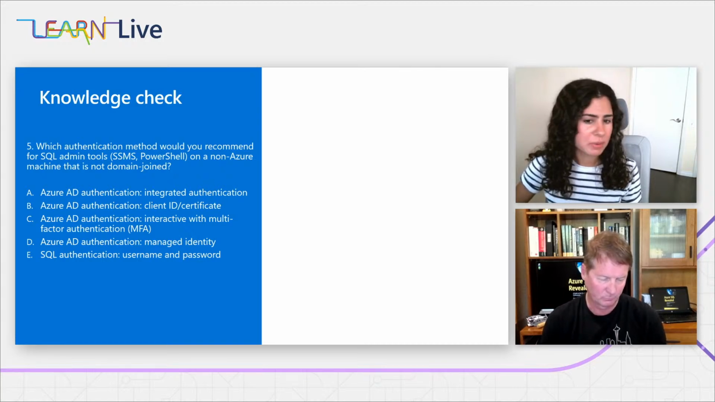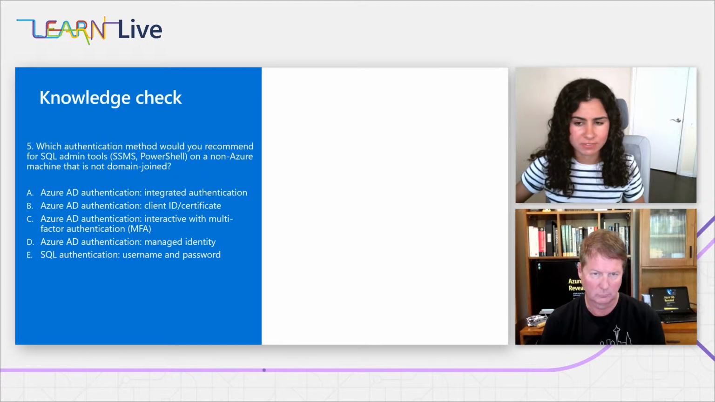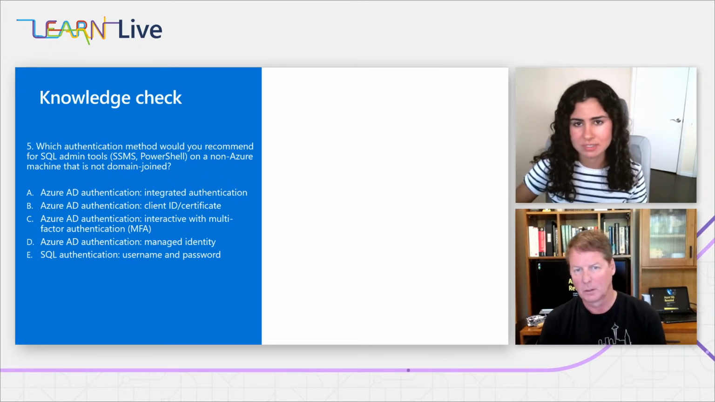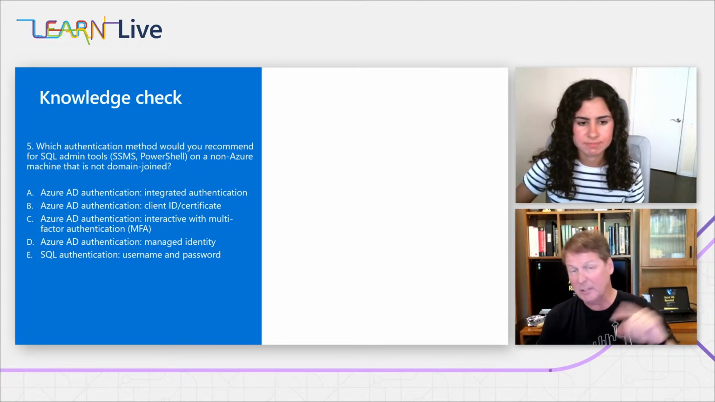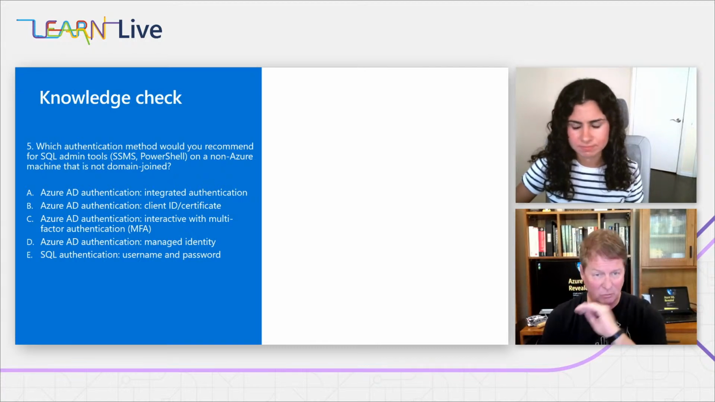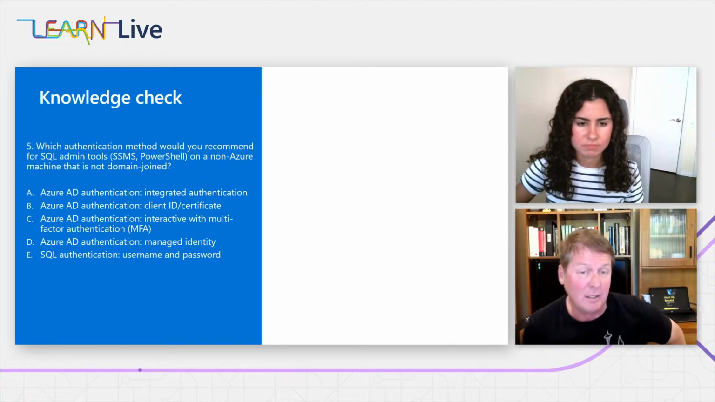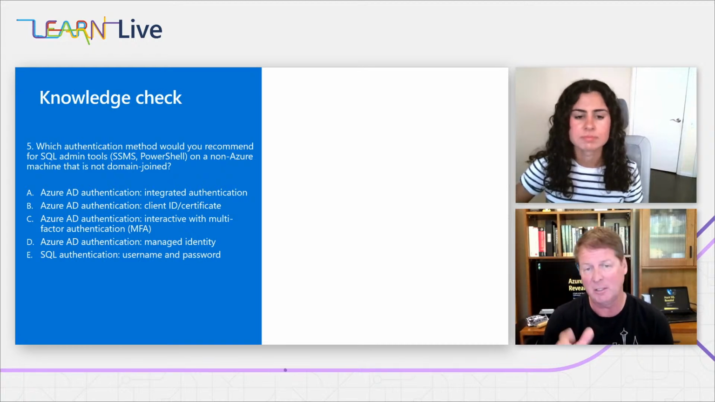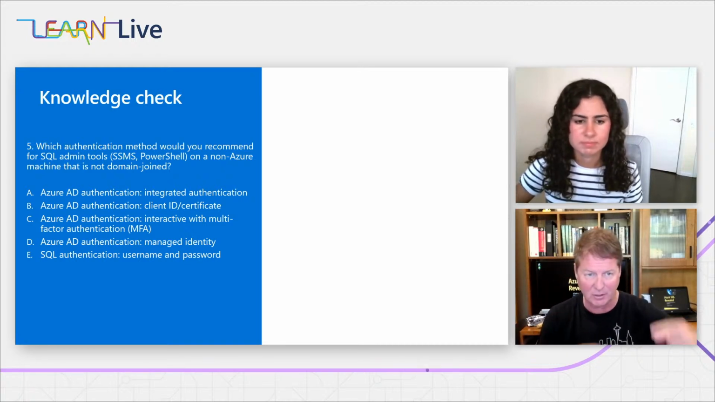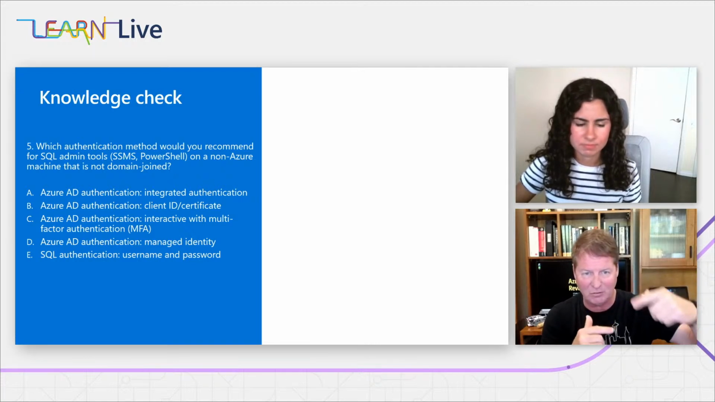Okay. I think we can go ahead and probably take a stab at this one. We've talked a lot about how to do these eliminations. Well, let's eliminate D. Again, we did that last time. It's non-Azure machines, so we can't do that. It's non-domain joined, so I can't do A either. Remember what we just said? You have to be a domain joined machine to do A. So I'll get rid of A and D. I'm left with B, C, and E.